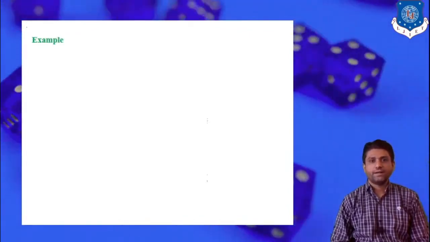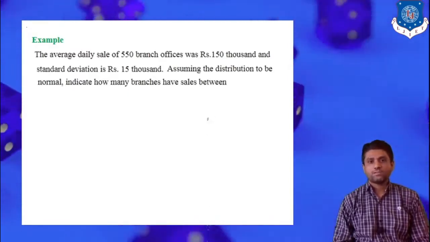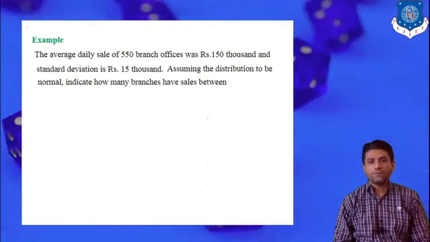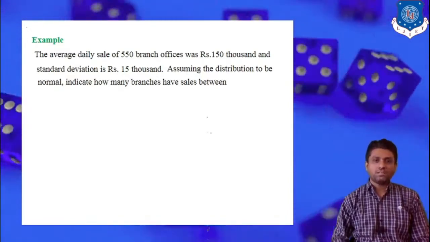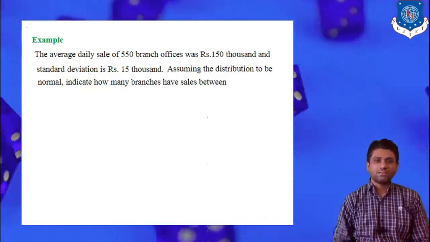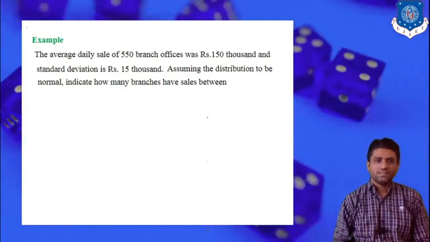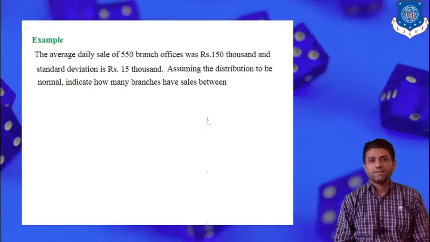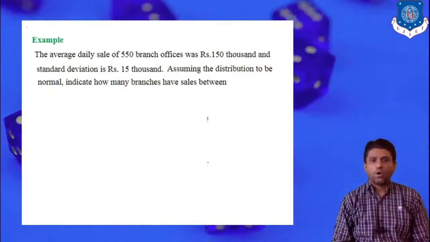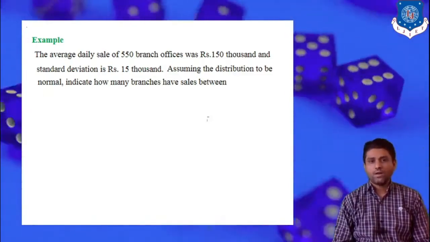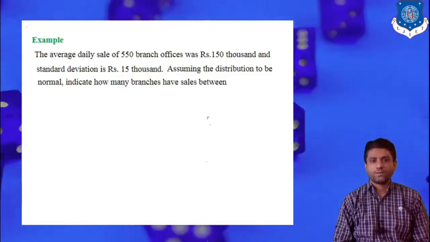So let's see the example. This example concerns the average daily sale of 550 branch offices. Our concern is not what that particular office is or what they sell; we just consider the rough data. The average daily sale of 550 branch offices was rupees 150,000 and the standard deviation is rupees 50,000.